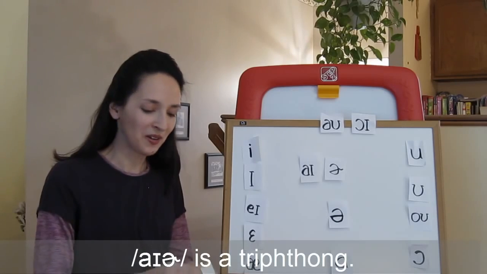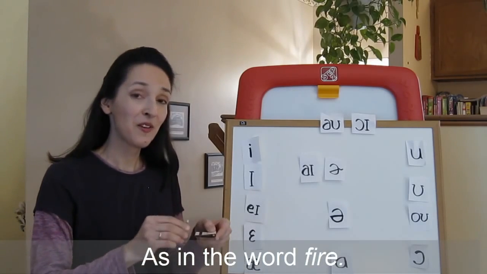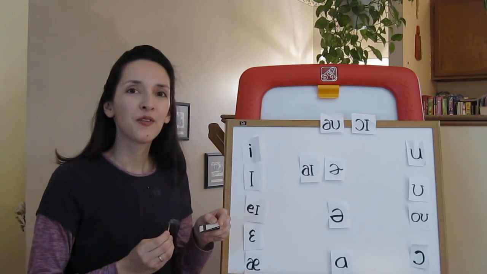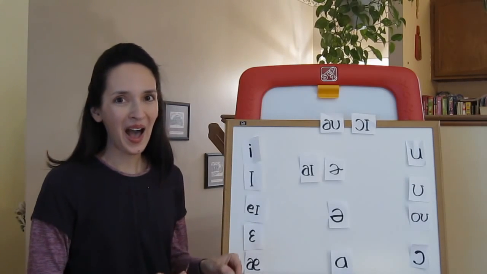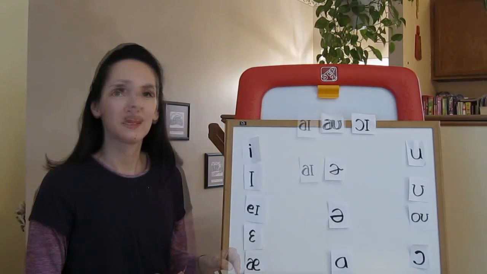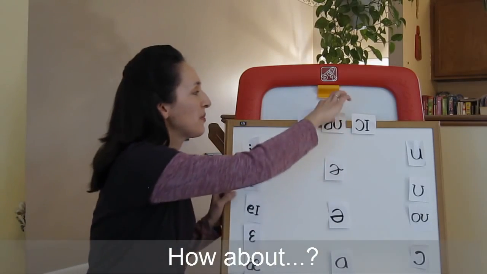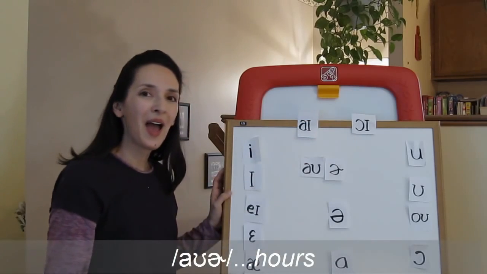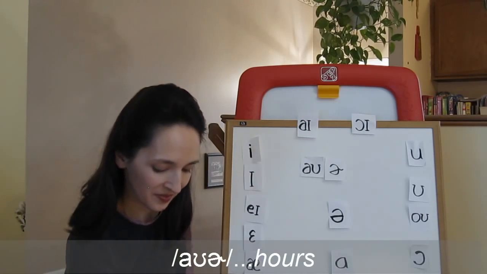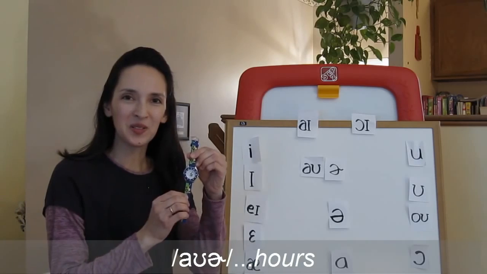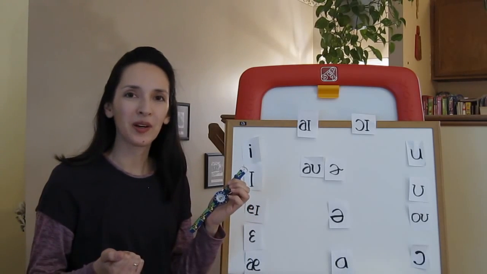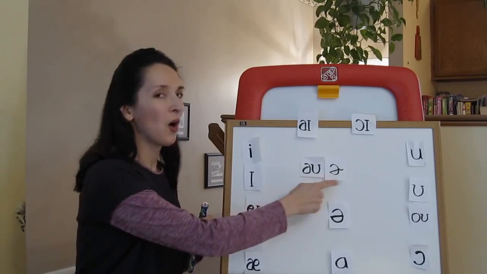Ire is a triphthong, as in the word fire. Fire. Ire. How about owl? Hour. Hour. Hours. How many hours in a day? Hour.